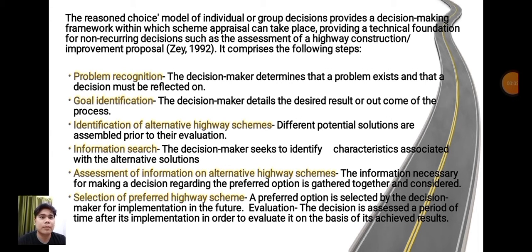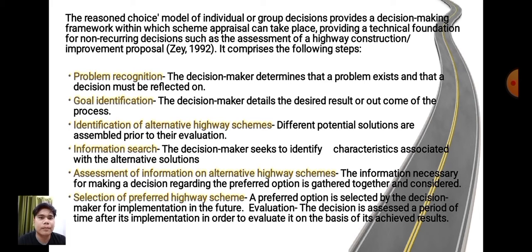The rational choice model of individual or group decision provides a decision-making framework within which scheme appraisal can take place, providing a technical foundation for non-recurring decisions, such as assessment of a highway construction improvement proposal. Z 1992. It comprises the following steps.